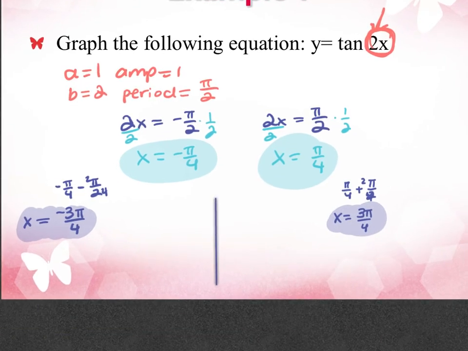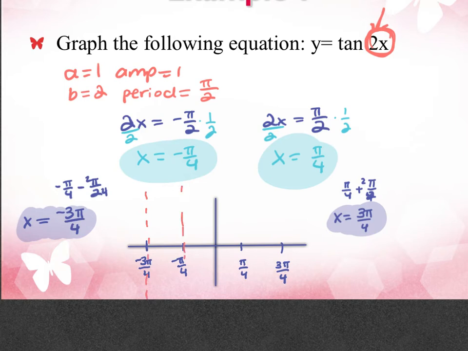So I've got 2 negatives and I've got 2 positives. I'm going to make my graph have space on either side of my y-axis. I have negative 3 pi over 4, negative pi over 4, positive pi over 4, positive 3 pi over 4. These are where my asymptotes go. I could have spaced that out a little better, but you get the point.